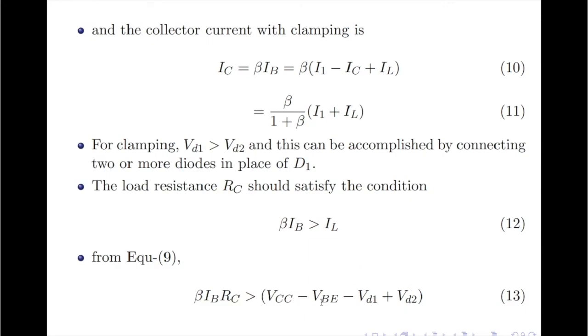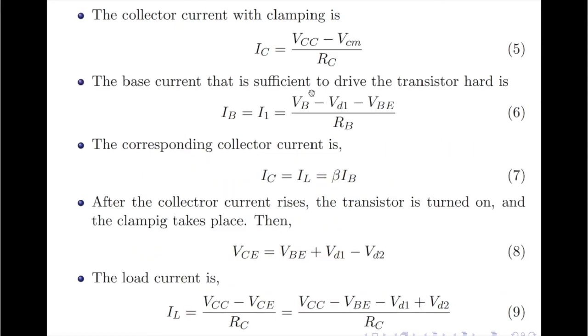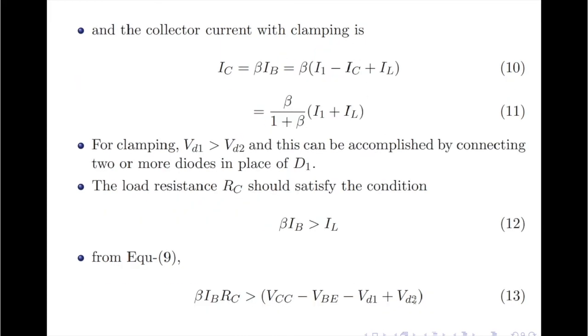Comparing equation 13, which is nothing but the equation for the collector current IC, with the collector current equation before clamping, we find that the numerator in equation 5, that is before clamping, is considerably higher than after clamping. Therefore, we now state that the clamping action reduces the collector current while almost eliminating the storage time. This will provide a faster turn on time for our transistor.